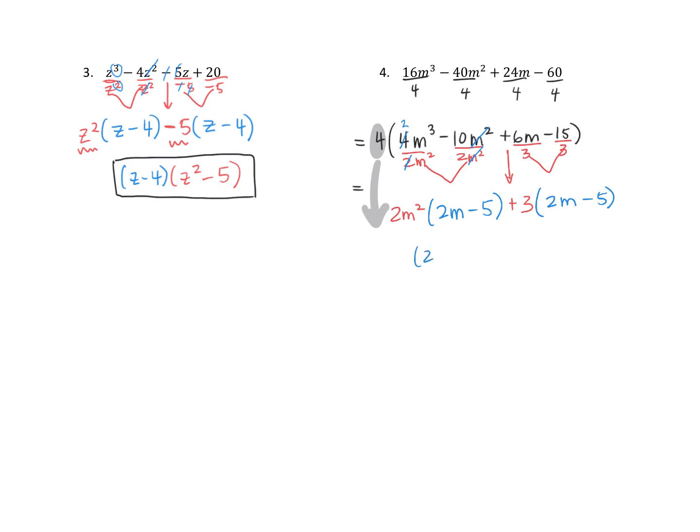So now I have 2m minus 5 is the common factor. That's what's in blue. And then what's in red, the leftovers, make up my other factor. And now the last thing I have to remember is to bring down that 4. That was the greatest common factor from the beginning. And I just put it in the front. I should be suspicious because I have an m squared in the last factor, but that is actually not factorable any further. So that is my answer right there.